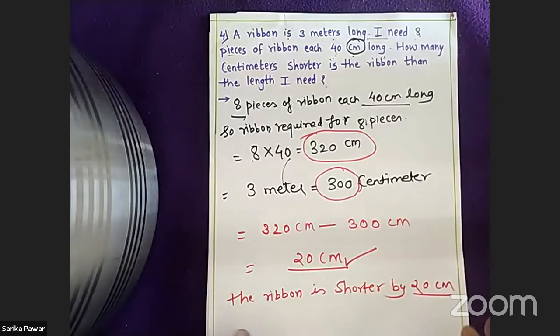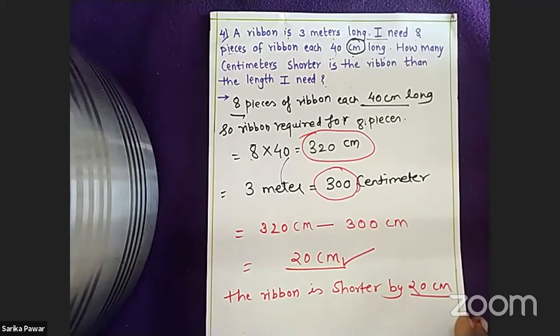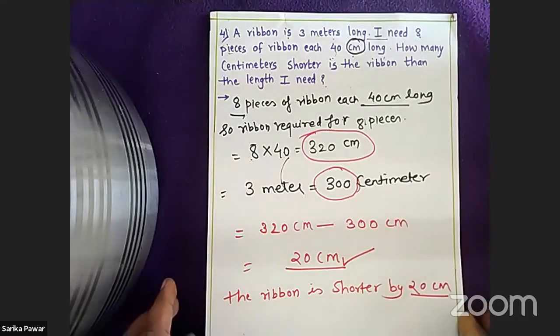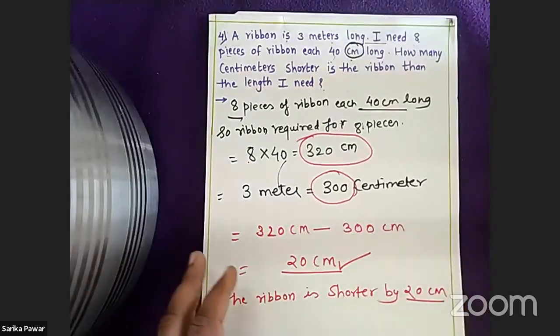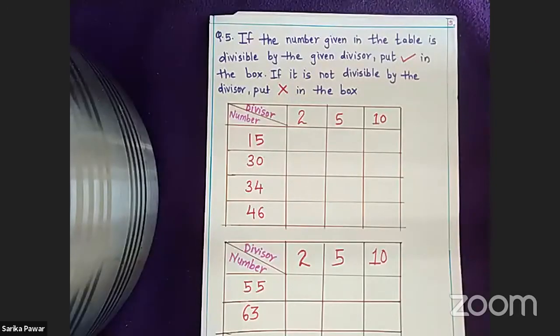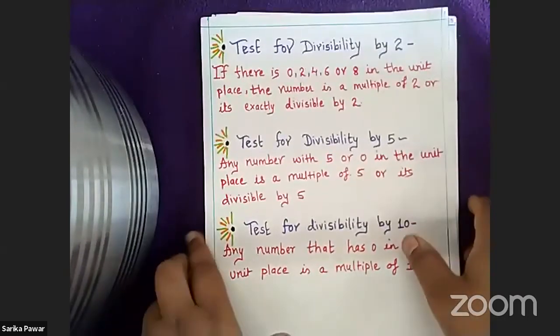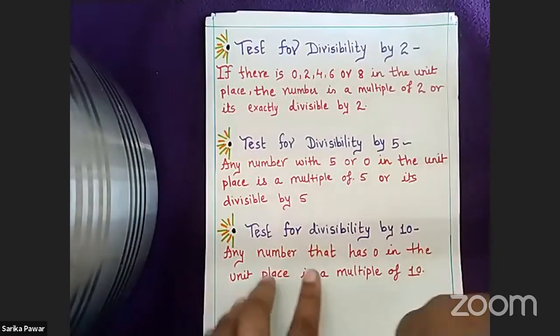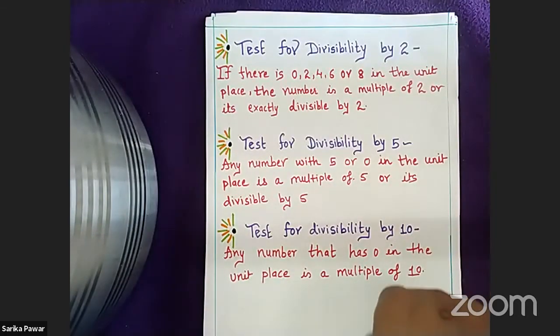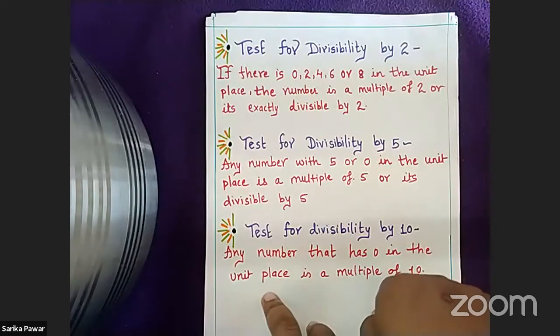So such kind of examples come in your exam in a different way. You will be able to solve it. Now see question number 5. Here the table is given. Again I am revising the test for divisibility by 2, by 5 and by 10. Once again I am revising this for 2 minutes. Then it will help you to solve that table. You will not get confused in that.